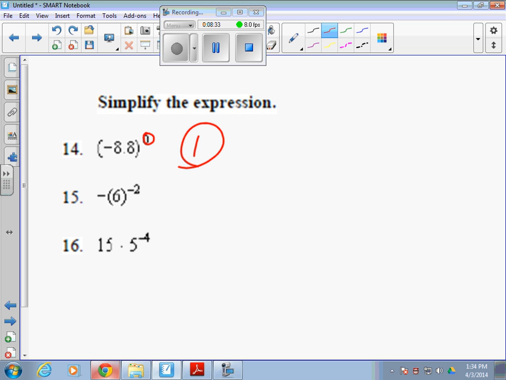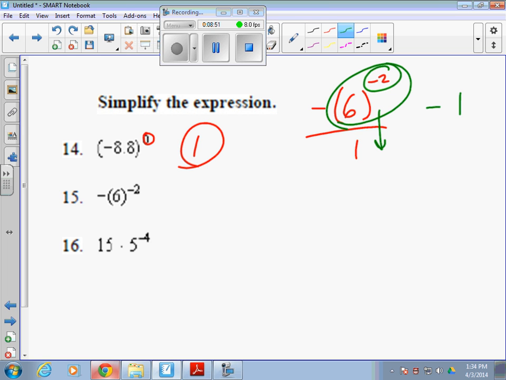Anytime something is being raised to a negative exponent, it looks like this: 6 over 1 to the -2. All this negative value means is to make it ride that elevator down. So 6 to the -2 would go down, and it would become 1 over 6 to the +2.